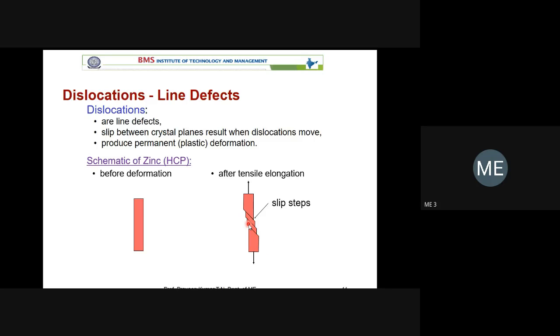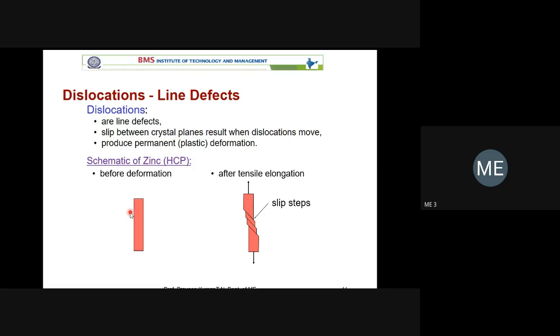Imagine there are 100 people in a group. Out of 100 people, one man maybe slips from the group because of some reason. So more favorable planes, we are saying, are favorable for slipping. Not all planes will slip, only one or two planes may slip, and because of the slipping, it undergoes plastic deformation. We can see it produces permanent or plastic deformation.